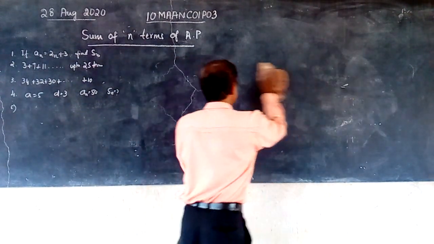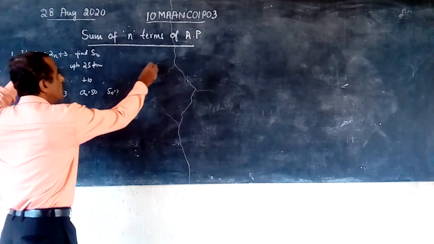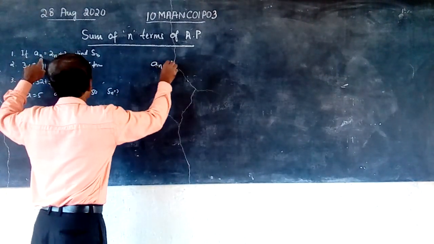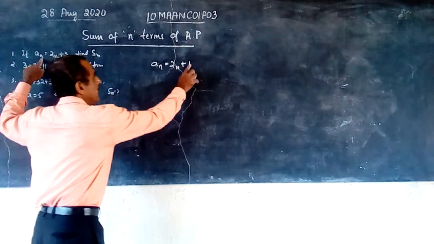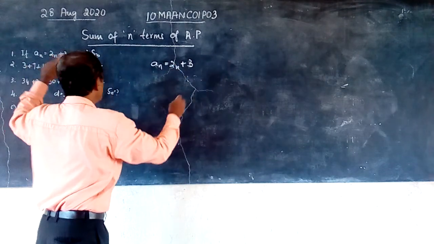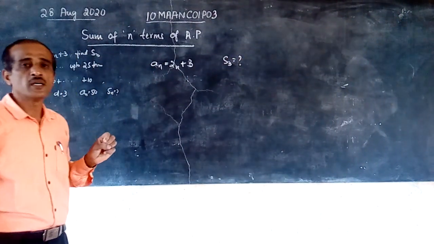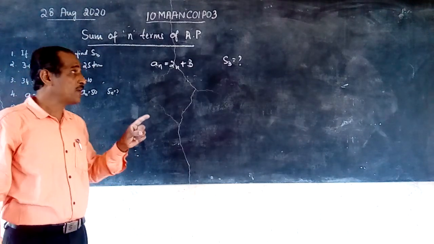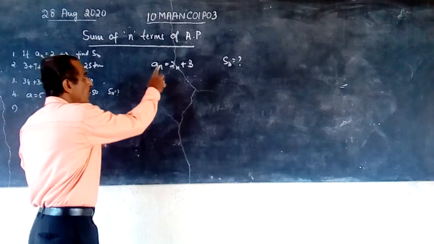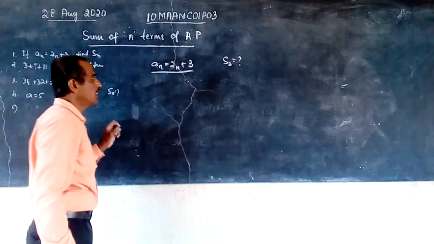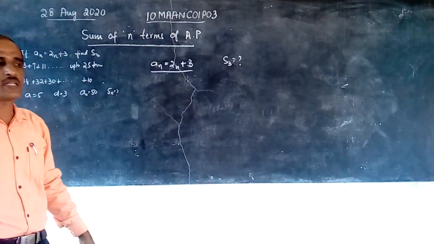Okay. Next, how to solve? Let us solve some questions. Suppose an is equal to 2n plus 3. Find S3. What is S3? S3 means the sum of the first 3 terms: 1, 2, 3, total 3 terms. How to find this an? One condition, a rule, is given: an is equal to 2n plus 3.